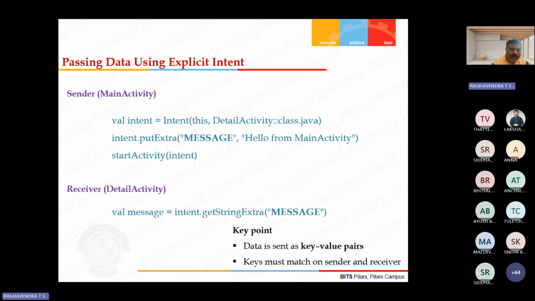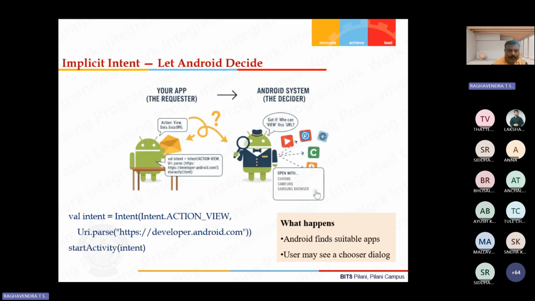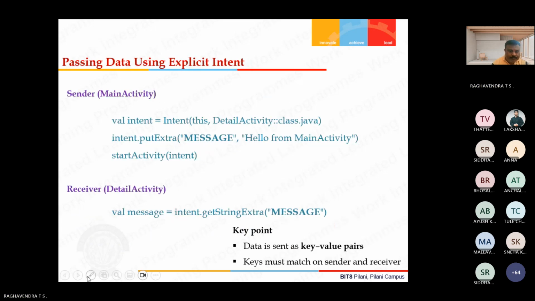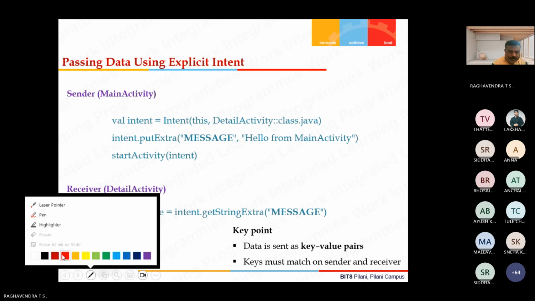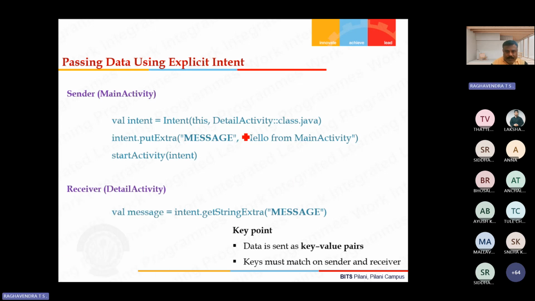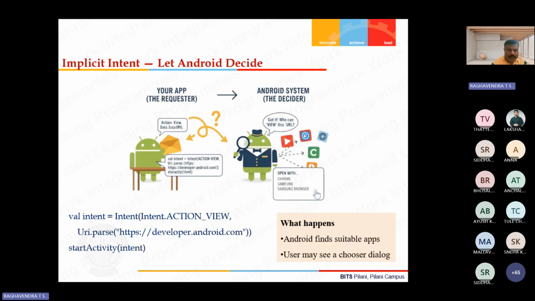So data is sent as a key-value pair, and keys must match on the sender and the receiver. So which is the key here? The key is this. The sender uses a key, and the receiver also refers to the same key. If these two match, then the data will be exchanged.